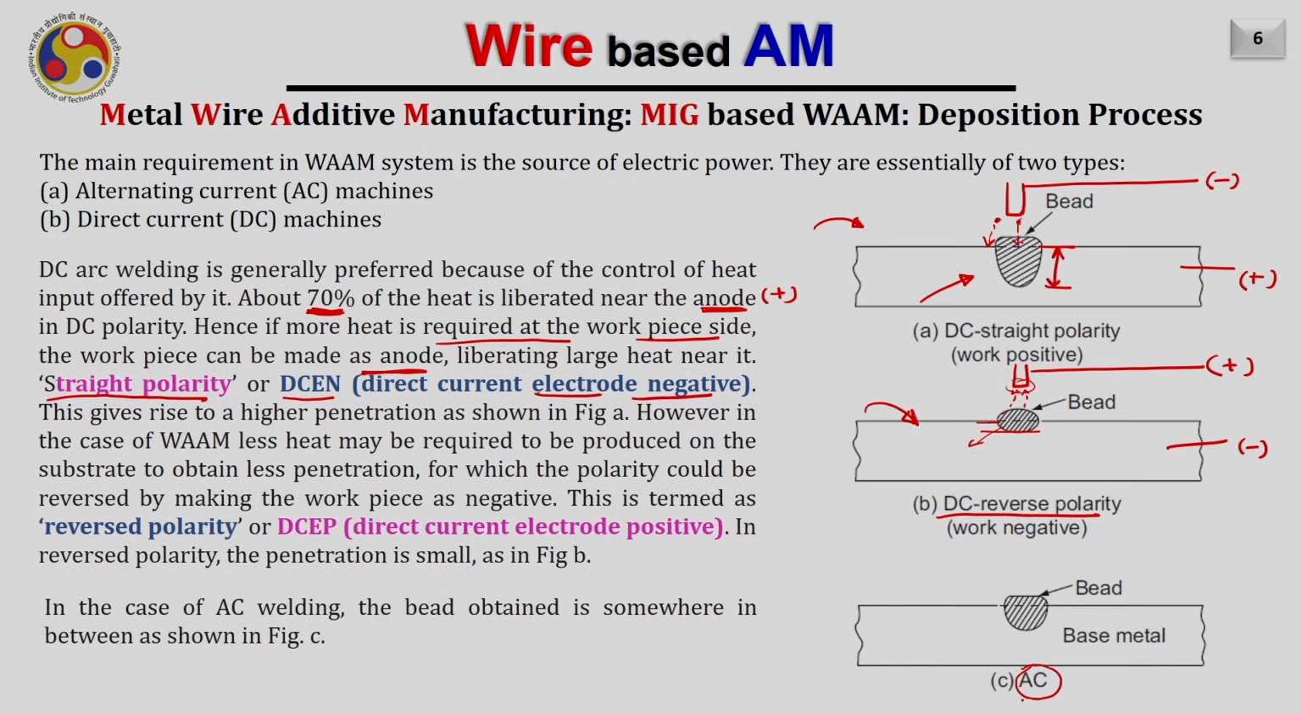However, if you use AC, meaning the alternating current machines, in that case 50% of the heat will be generated on the electrode and 50% of the heat will be generated on the substrate. In that case, you will get optimal penetration as well as deposition rate as compared to both the possibilities we discussed earlier.